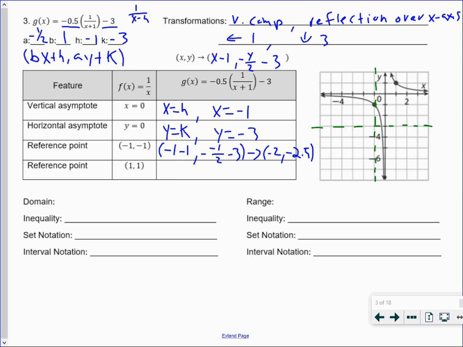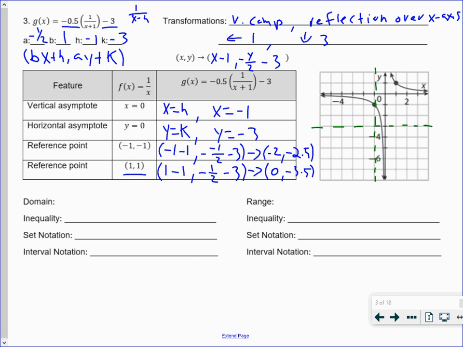Now for 1, 1, we'll do the same thing. Plug it into our transformation rule. We get 1 minus 1, comma, negative 1/2 minus 3. So we're just plugging in our x and y values into our transformation rule. And when we do, for the second point, we end up getting 1 minus 1 is 0. And then negative 1/2 minus 3 is negative 3.5. So we have our two reference points. Let's go ahead and graph them.